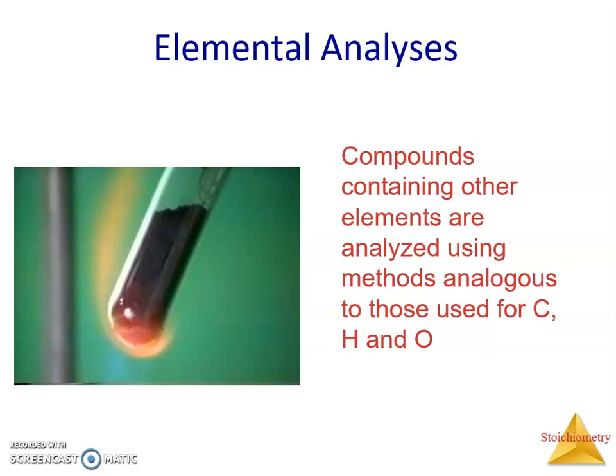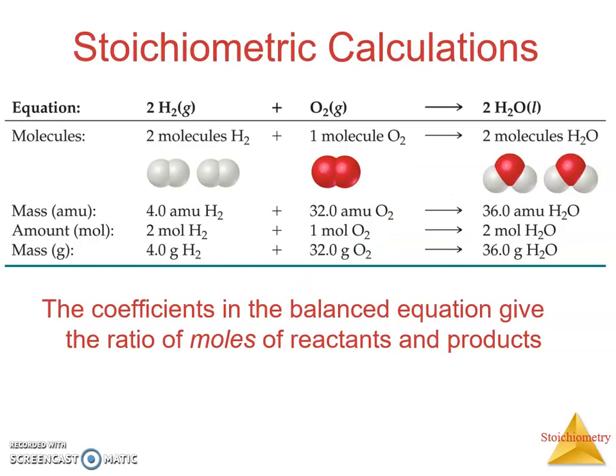Now, elemental analysis. Compounds containing other elements are analyzed using methods analogous to those used for carbon, hydrogen, and oxygen. So, stoichiometry calculation: 2H2 plus O2 gives 2H2O. Molecules: 2 molecules H2, 1 molecule O2, 2 molecules H2O. Mass: 4 AMU H2, 32 AMU O2, 36 AMU water. Amounts: 2 moles H2, 1 mole O2, 2 moles water. So the coefficients in the balanced equation give the ratio of moles of the reactants and products.